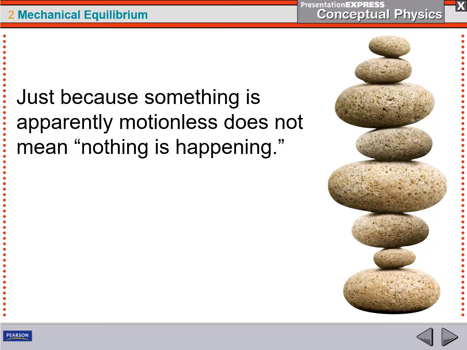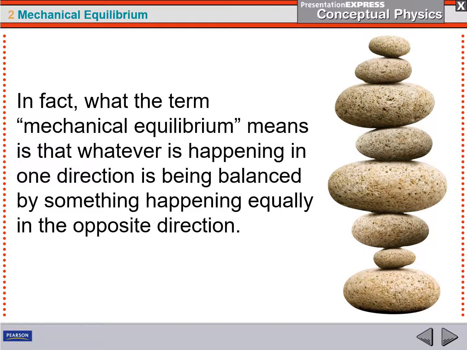Now, just because something is apparently motionless doesn't mean nothing is happening. In fact, what the term mechanical equilibrium means is that whatever is happening in one direction is being balanced by something happening equally in the opposite direction.